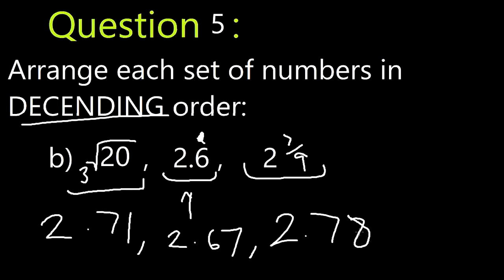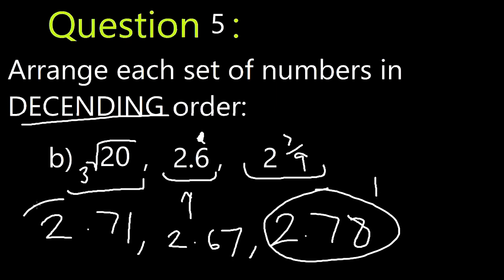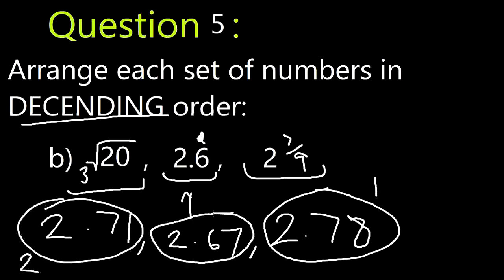Now that they're all in the same form, it should be easy for us to see which is the biggest and which is the smallest. So I can see that this one here is the biggest. So this is number 1 we're going to put down. This is our second biggest, so we're going to put 2. And this is our smallest, so we're going to put 3.